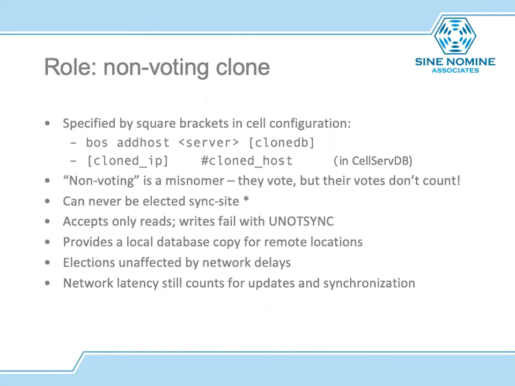The reason that you want this is because if you have a cell that is widely geographically distributed, and you take the customary or traditional 3 members of that quorum and you distribute those geographically too, it's going to cause problems with the quorum. The cells work much better if there's low latency between the voting members of the quorum. So the purpose of having a non-voting clone allows you to have a local copy of the database at a remote site, and yet that site is not going to have a delay effect on election results.